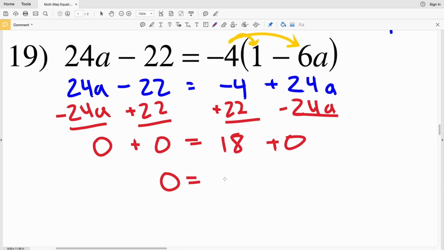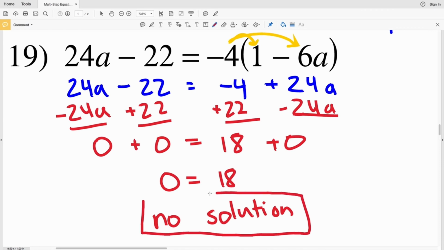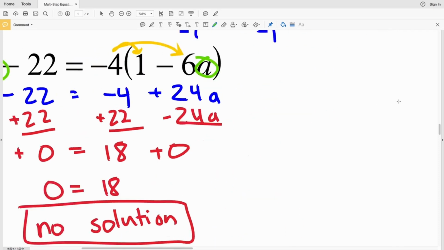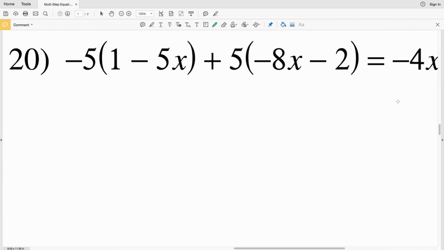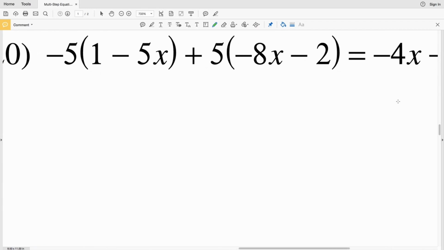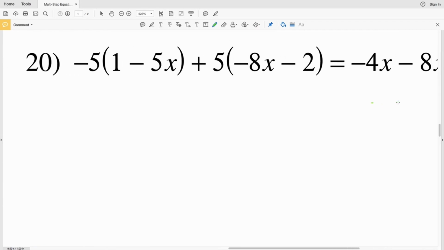So this is 18 equals 0, or 0 equals 18, which means that for number 19, we have no solution because it's not possible that 0 equals 18. So that means that there's no value that we can plug in for this variable a that would make this equation true. And on to our last problem of this worksheet, number 20. I'm going to have to zoom out for this one.